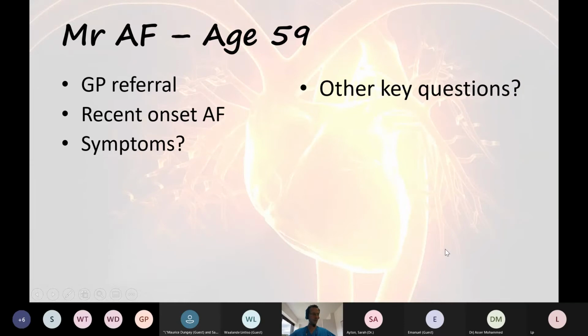So quick further case, and then we'll come back to how we manage atrial fibrillation. This chap is this time called Mr. Atrial Fibrillation because he's trying to make your diagnostic life easy. He's 59 and he's been referred by his GP with recent onset atrial fibrillation. So what are you going to ask him in terms of his symptoms? So what questions are you asking a patient with atrial fibrillation?